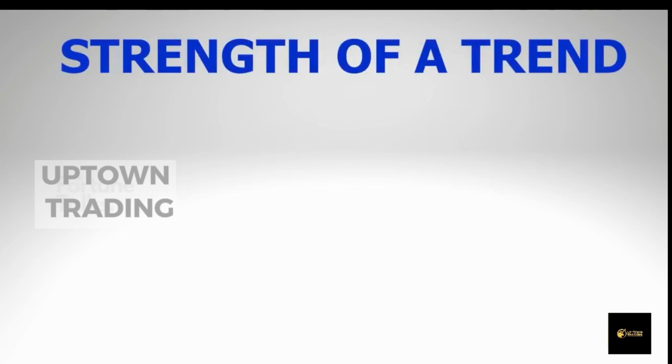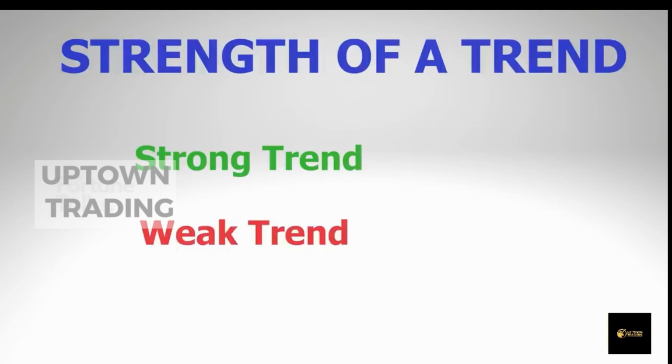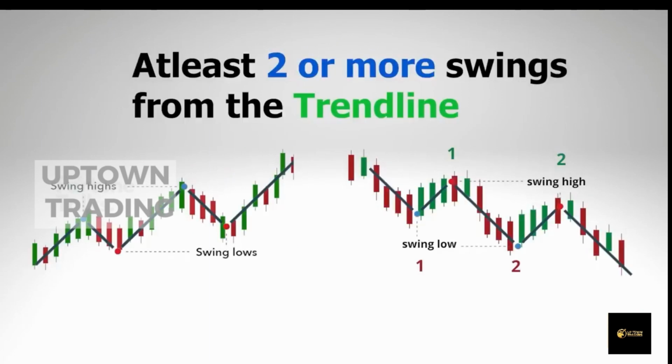So it's finally time for the most important part of the video, that is identifying the strength of a trend. Generally, trends can be categorized into two types depending on the strength: a strong trend or a dull or weak trend. The main parameters to keep in mind while categorizing trends based on their strength include a few parameters. Number one is that at least two or more swings have to be there, or there should be two or more points of contact in the trend line. Only then is a trend considered to be valid.